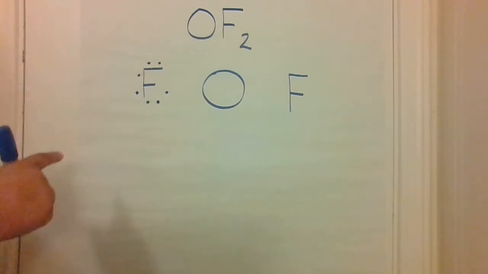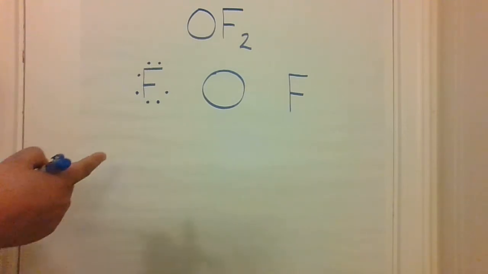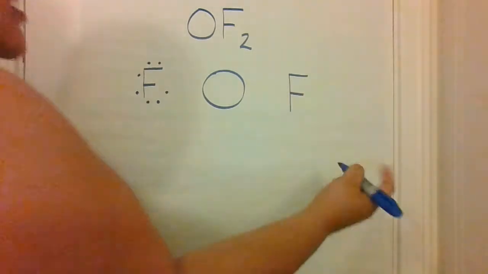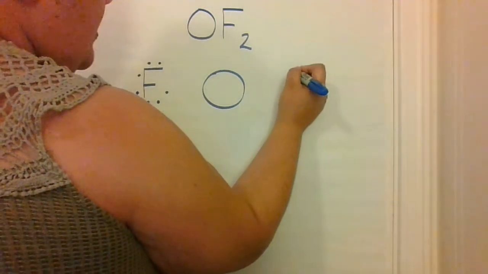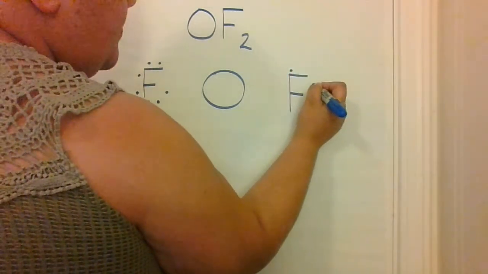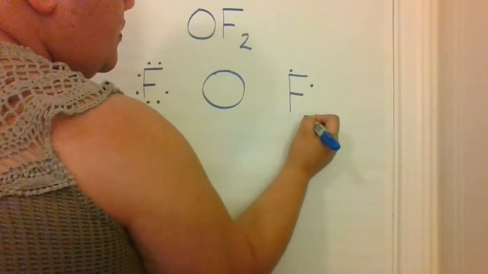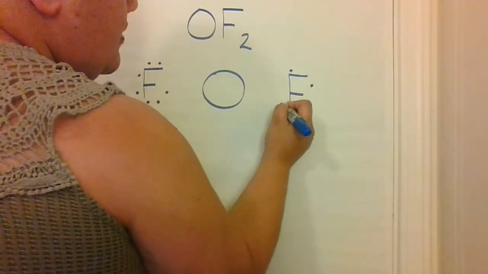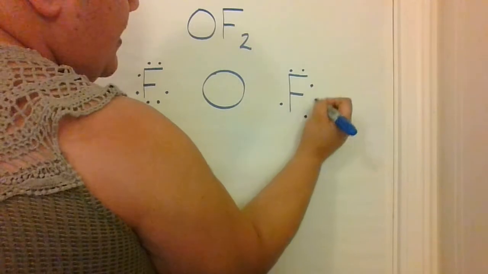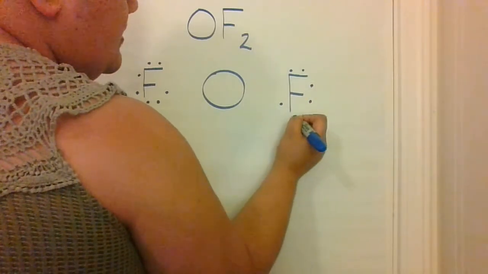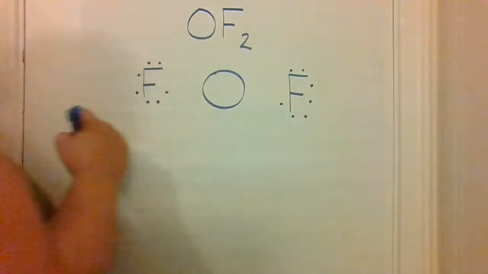Okay, we're going to do the same thing with the fluorine on the right, but I'm going to go clockwise around this one. Okay, so we've got 1, 2, 3, 4, 5, 6, and 7.